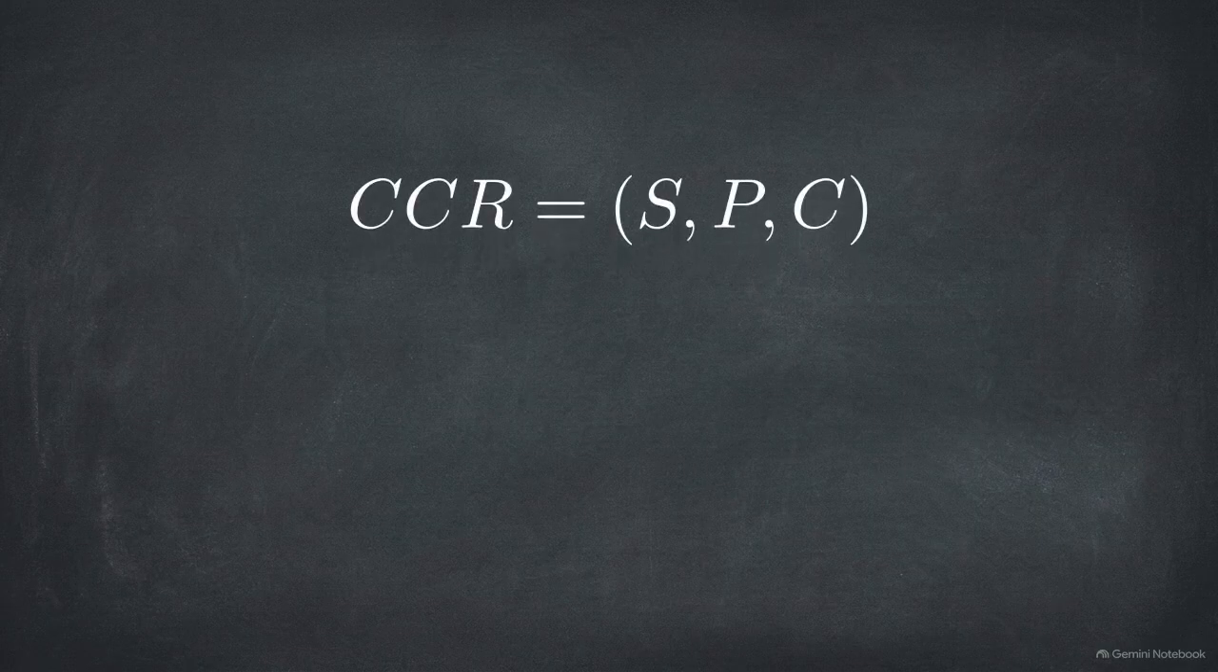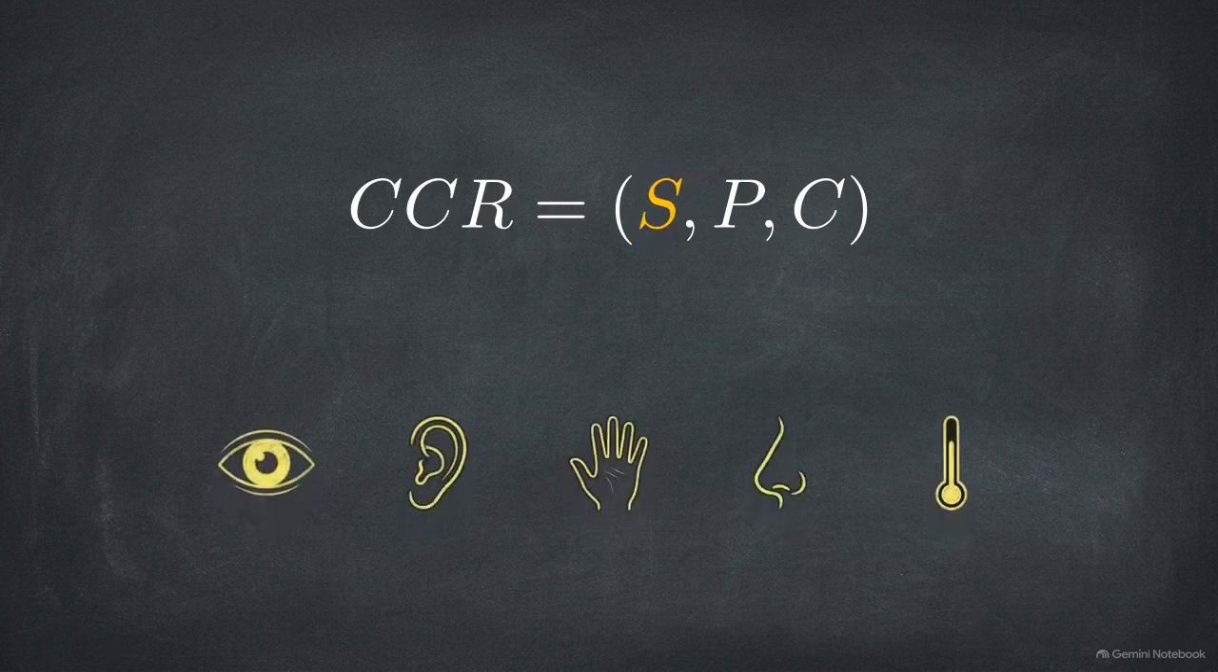This equation is the starting point for our framework, the basic cognitive content ratio. The first variable, S, stands for sensory density. This measures the presence of immediate environmental information: colors, sounds, textures, and bodily states.